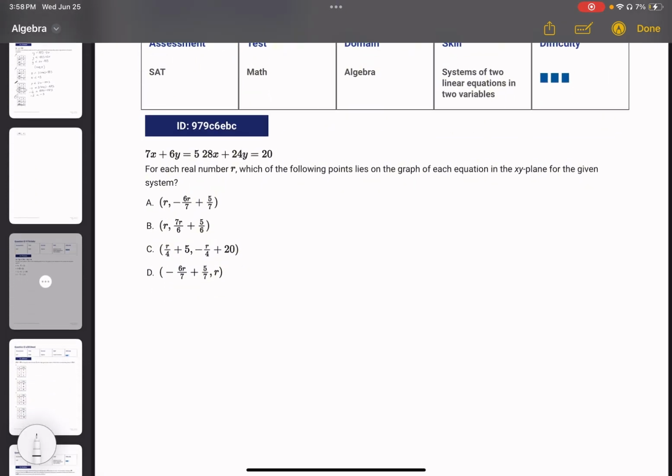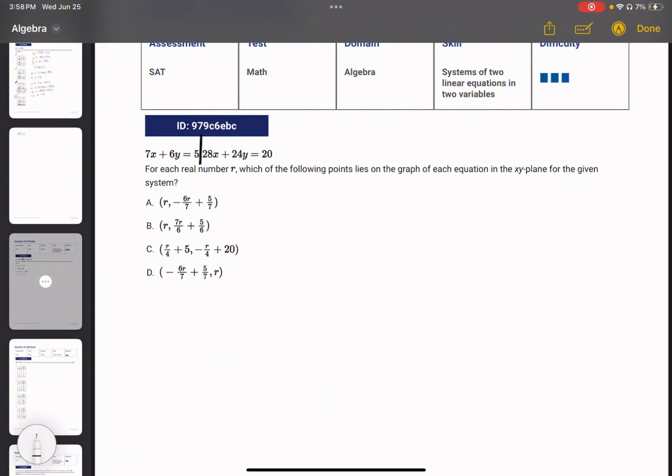And we have, for each real number r, which of the following points lies on the graph of each equation in the xy plane for the given system? Okay. So we see two equations here again. It's a little messed up. We have 7x plus 6y is equal to 5, and 28x plus 24y is equal to 20.